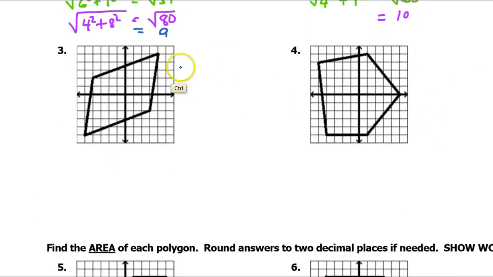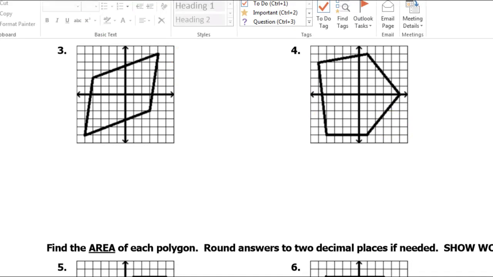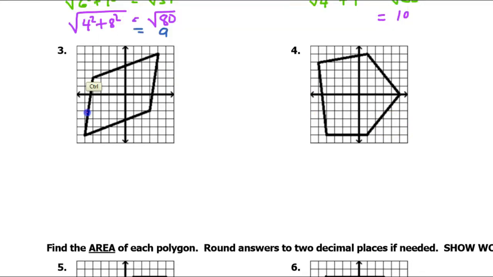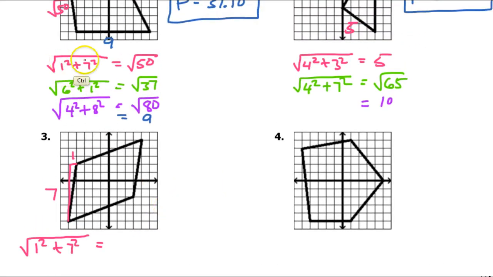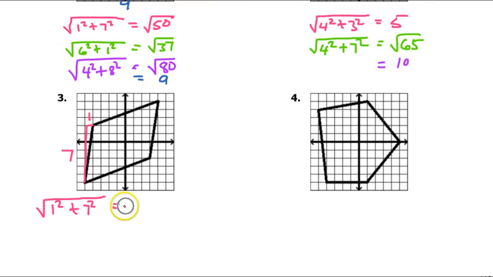Okay, moving on to number 3, just doing the same type of thing. Let's start with this side. So there's my vertical and my horizontal. Vertically, that's 7, and horizontally, that's 1. So that is going to be the square root of 1 squared plus 7 squared. I feel like we had that a minute ago. That was the square root of 50.